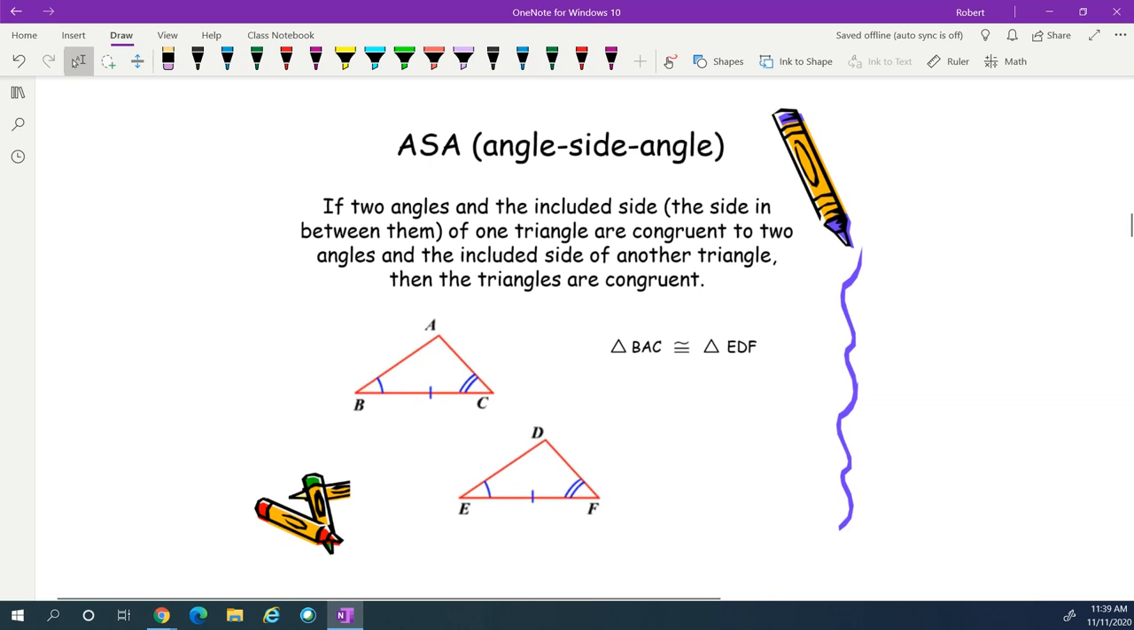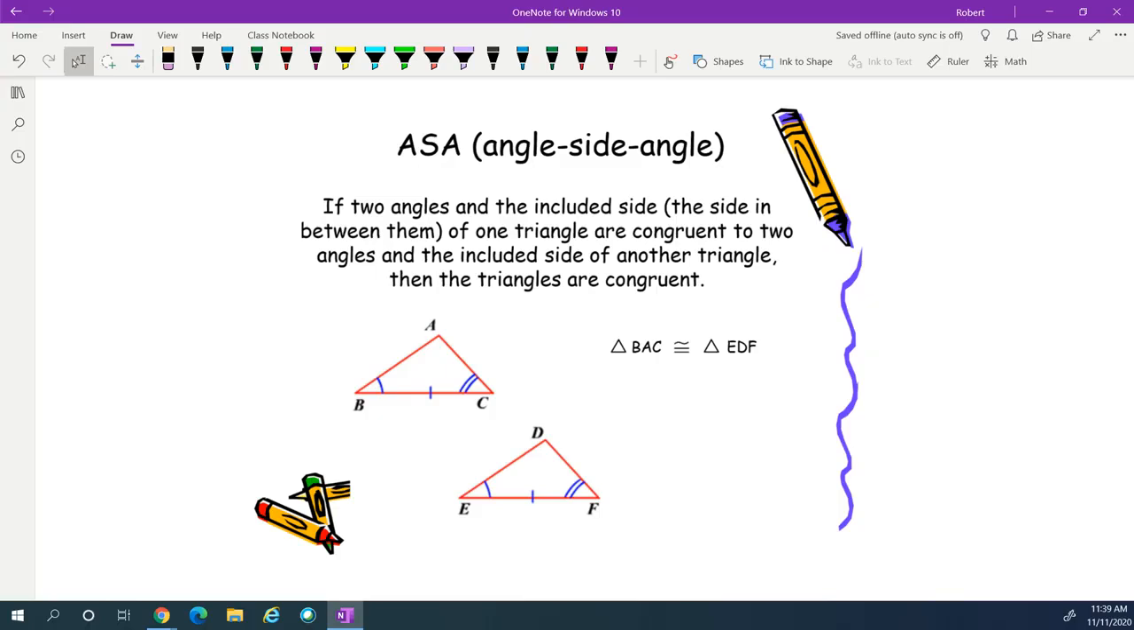Our third rule, ASA. Again, the order of these letters tells us what it's going to look like in the picture. It's 2 angles and the side connecting them. Look at the picture. 2 angles and the side connecting them. Angle B and angle C, and then the segment connecting them, BC.